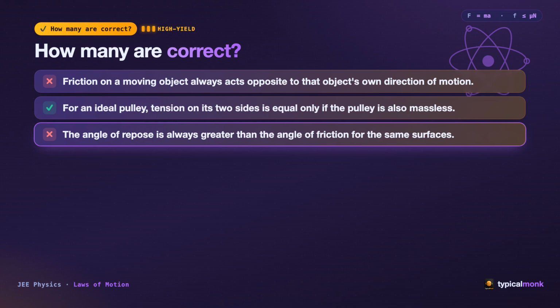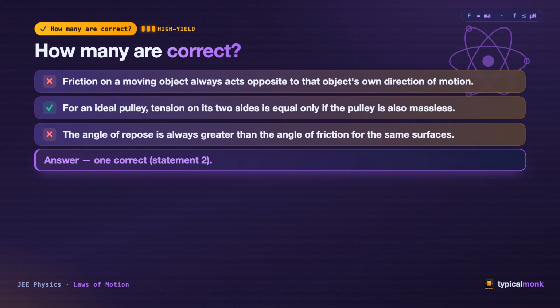Statement 3. For the same pair of surfaces, the angle of repose is always greater than the angle of friction. Think about where each angle comes from. So, how many are correct? Just one. Statement 2. A pulley must be both massless and frictionless for the tension to stay equal on both sides. Frictionless alone is not enough.